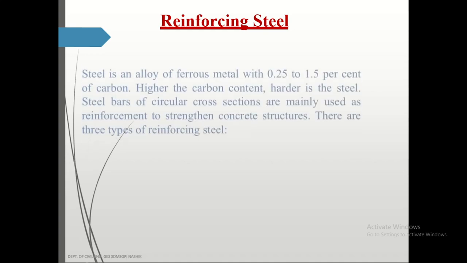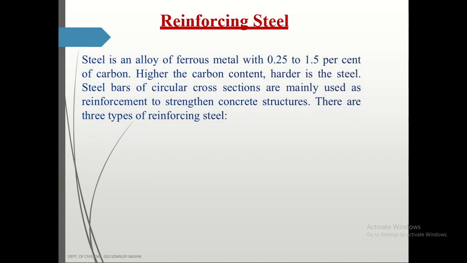Now another important material is reinforcing steel. Steel is an important part in precast construction material. It is an alloy of ferrous steel having 0.25 to 1.5% of carbon. As carbon content is higher, the steel is harder. Steel bars of circular cross section are mainly used as reinforcement to strengthen the concrete structure. So that we know already.